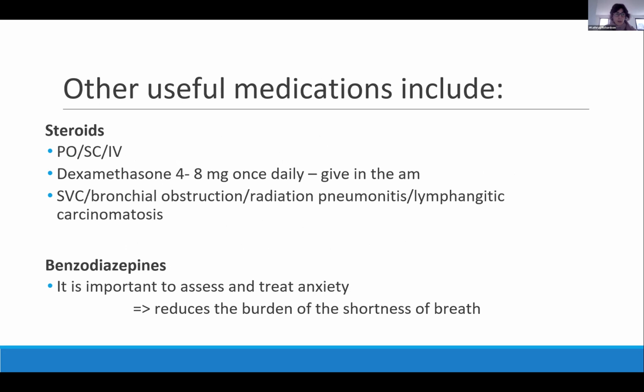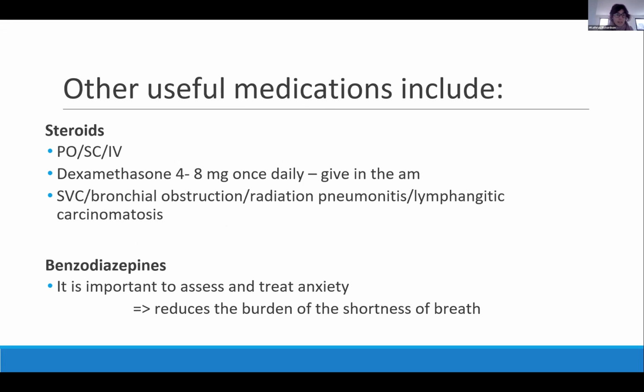So some other useful medications. There may be a role for steroids, okay, and for breathlessness we might use 4 to 8 milligrams once daily. We give it in the morning because if given later in the day, it can lead to insomnia. So prednisolone, or we tend to use dexamethasone in palliative care because you get less peripheral edema with dexamethasone.